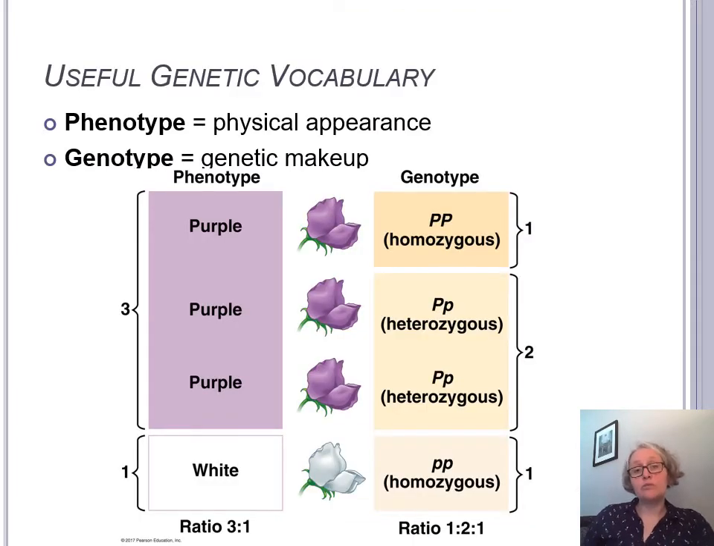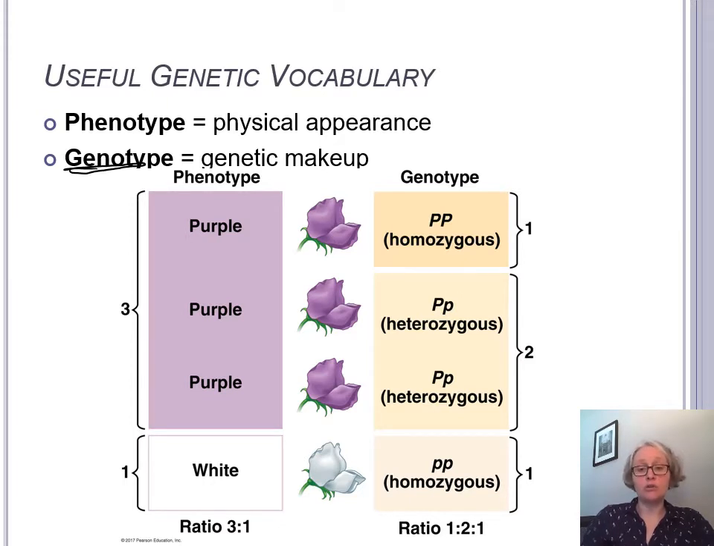At this point, it's really important to emphasize some useful genetic vocabulary. When we've been talking about 3 purples to 1 white plant, we've been talking about phenotype. Phenotype is the physical appearance. You look purple, you look white. A related term, although somewhat different, is genotype. Genotype is the genetic makeup.